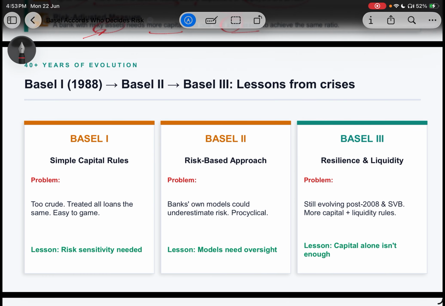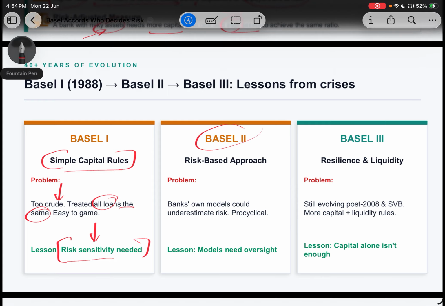In Basel 1, which came in 1988, the basic principle was to make sure that there are simple capital rules followed throughout the jurisdictions and across the globe. The problem with that was it was too crude. It was the first one. It treated all loans the same, so corporate bonds came under the same heading as cash or government bonds. With Basel 1, we realized that risk sensitivity is needed.